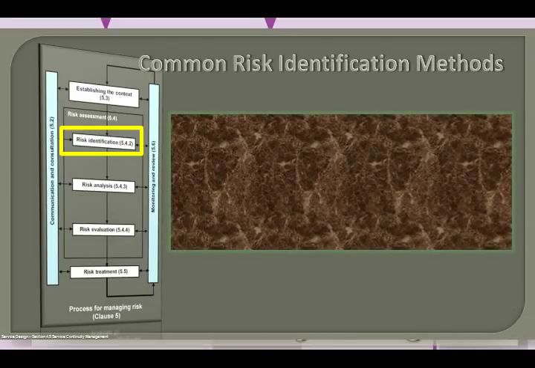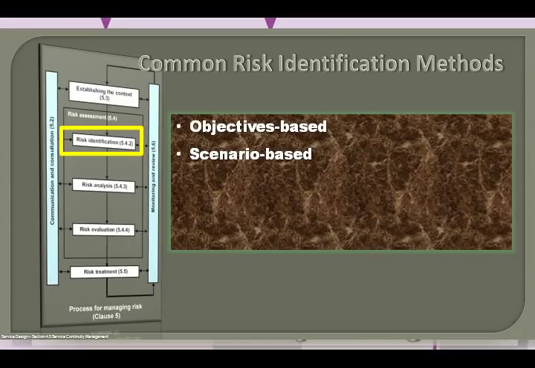There are a number of identification methods commonly used. With objective-based risk identification, the objectives of the organization are used as a starting point. Any event that may endanger achieving an objective, partly or completely, is identified as a risk. In scenario-based risk identification, different scenarios are created representing alternative ways to achieve an objective. Any event that triggers an undesired scenario alternative is identified as a risk.